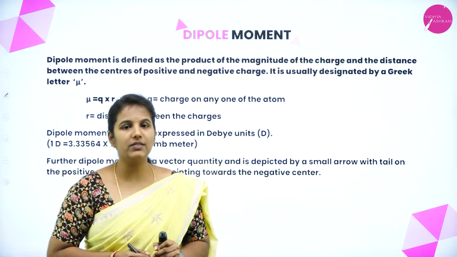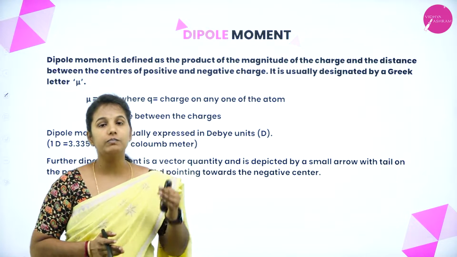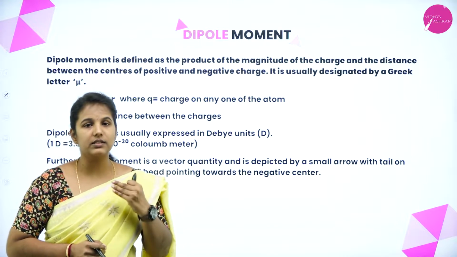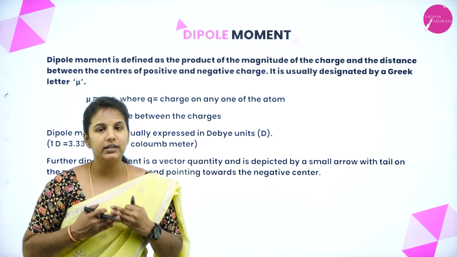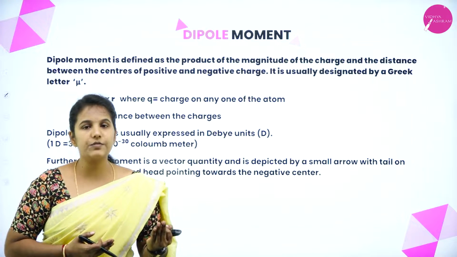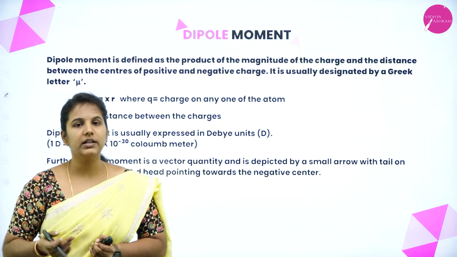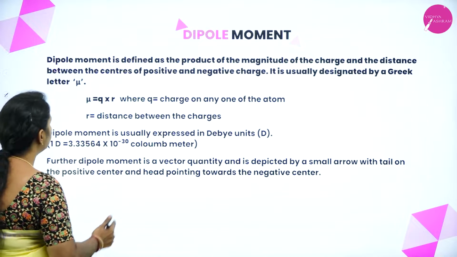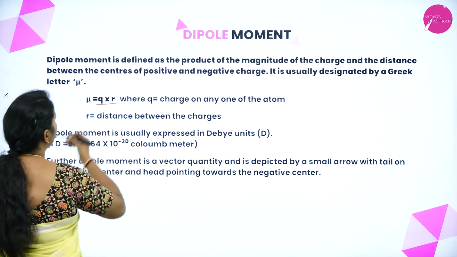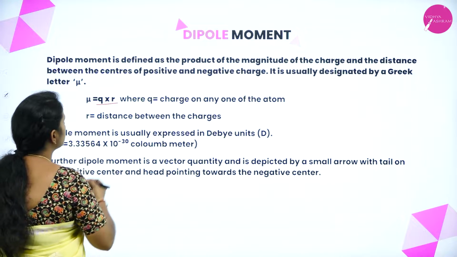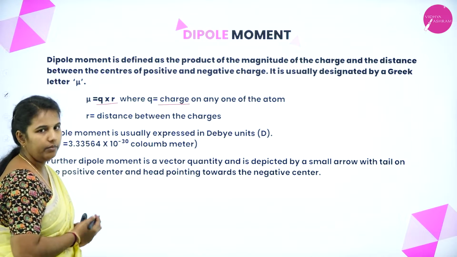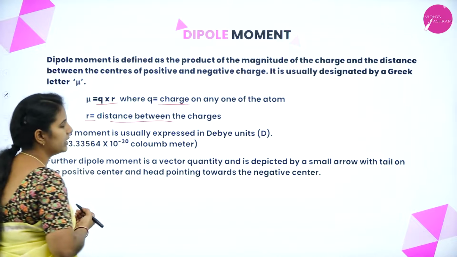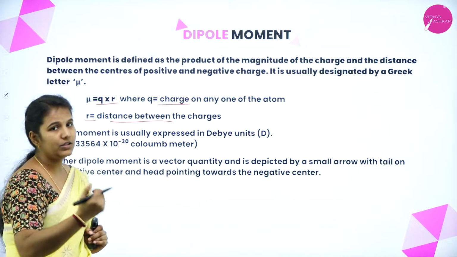Dipole moment is nothing but the product of the charge on the atom and the distance between the positive and the negative charges. It is obtained by the formula mu equals Q into r, where Q represents the charge on the atom whereas small r represents the distance between the charges.